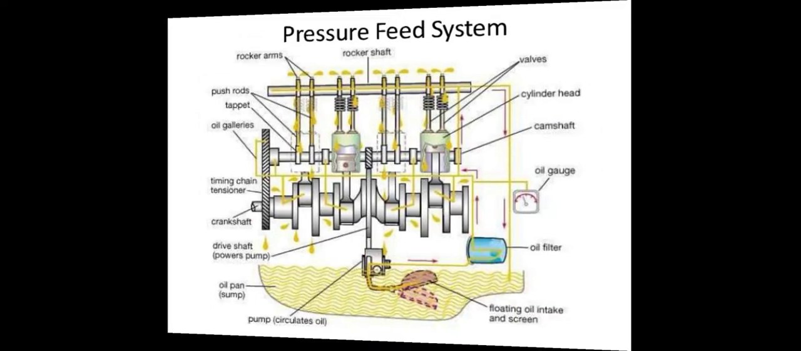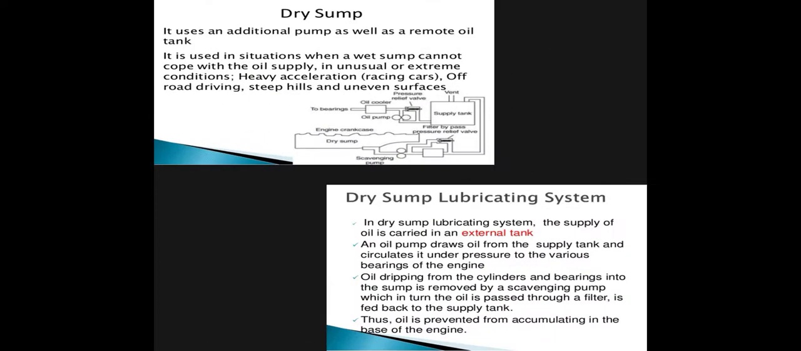Then, dry sump lubrication system. In a dry sump lubrication system, the supply of oil is carried in an external tank. An oil pump draws oil from the supply tank and circulates it under pressure to various bearings in the engine. Oil dripping from the cylinders and bearings into the sump is removed by a scavenging pump, and the oil is passed through a filter and fed back to the supply tank. Thus, oil is prevented from accumulating in the base of the engine.